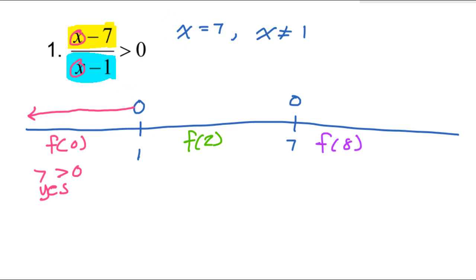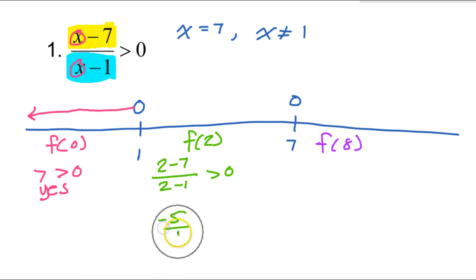Well, that was easy. Now I'll check 2. That would give me 2 minus 7 over 2 minus 1 is greater than 0. So that's going to be negative 5 over 1, which of course is just negative 5. That's a no. That's a no. So there will be no solutions in that interval.